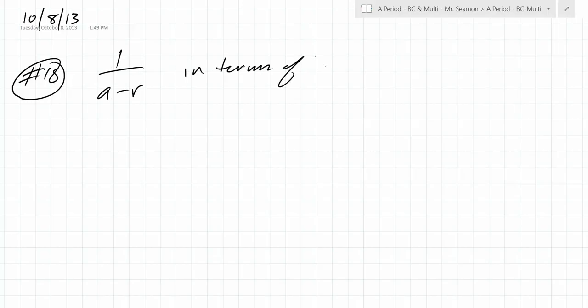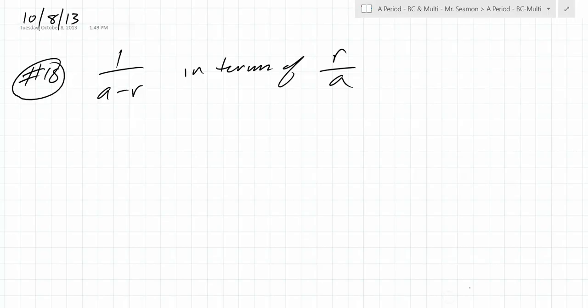Nice. Okay, so for 18, it gives you 1 over a minus r in terms of r over a. So what are you being asked to do? Expand the quantity about 0 in terms of the variable given. Give 4 non-zero terms. So how do you go about constructing this one?